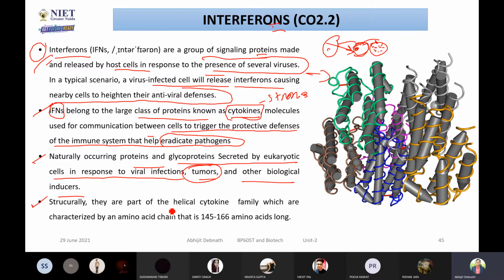Structurally, they are part of the helical cytokine family, which is characterized by an amino acid chain that is almost 144 to 166 amino acids long. The protein you are seeing there, its size and length will be near about 145 to 166 amino acids. Can you tell me any of a few names of amino acids?